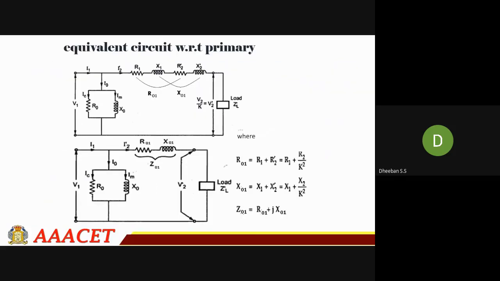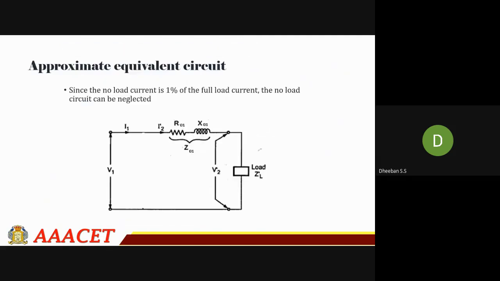Again, this is with respect to your primary. This is the approximate equivalent circuit at no load. So these are the things with respect to your equivalent circuit.